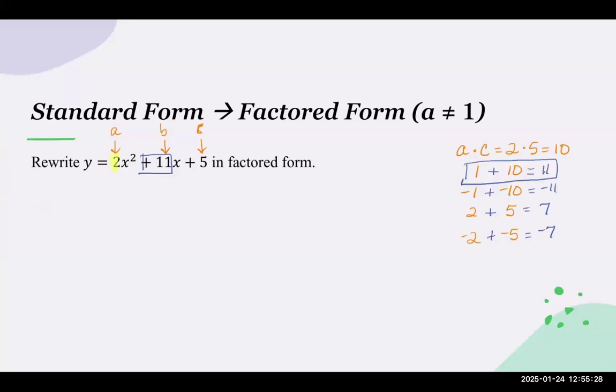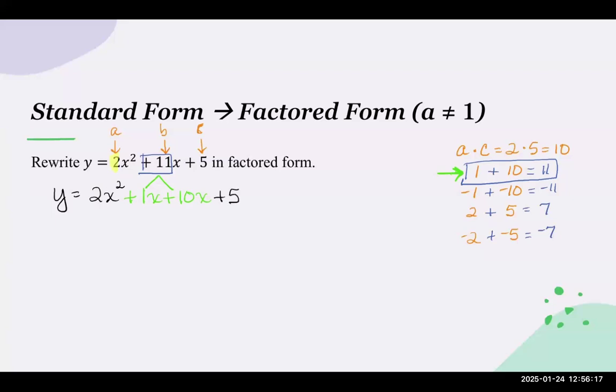Now, here's where it's very different. In the previous example, we would just use these in the parentheses. But here, we're going to use this factor pair to do what's called split the middle. And so what that means is that I'm going to rewrite my equation. My 2x squared for the first term stays as is. But then I'm going to rewrite the 11x as the two terms using this factor pair. So I'll have a 1x and a 10x. And then I add on my 5 to finish the equation.